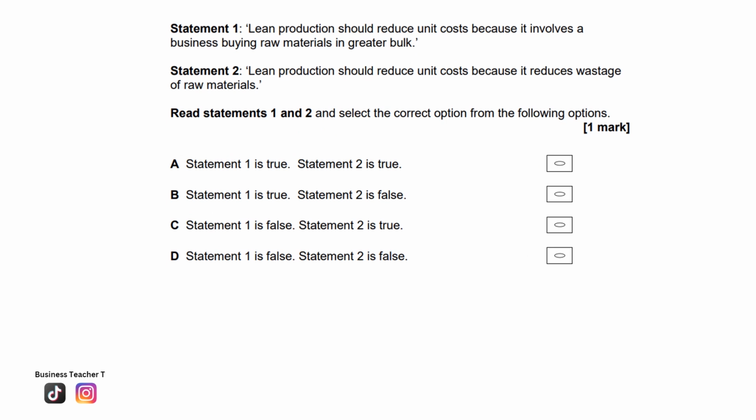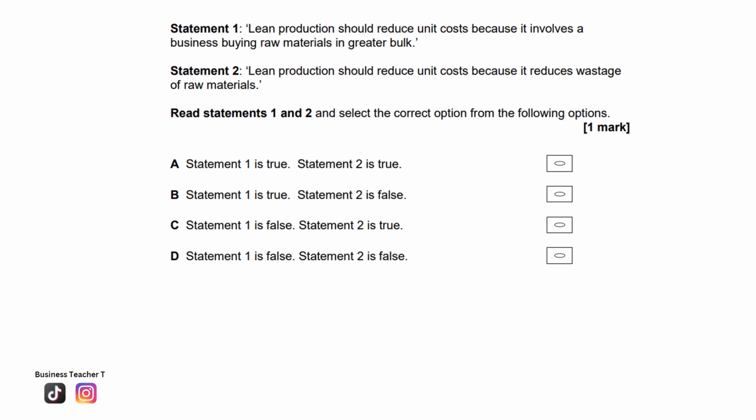Another statement question. Statement 1. Lean production should reduce unit costs because it involves a business buying raw materials in greater bulk. Statement 2. Lean production should reduce unit costs because it reduces wastage of raw materials. Read statements 1 and 2 and select the correct option from the following options. A. Statement 1 is true, statement 2 is true. B. Statement 1 is true, statement 2 is false. C. Statement 1 is false, statement 2 is true. Or D. Statement 1 is false, statement 2 is false.